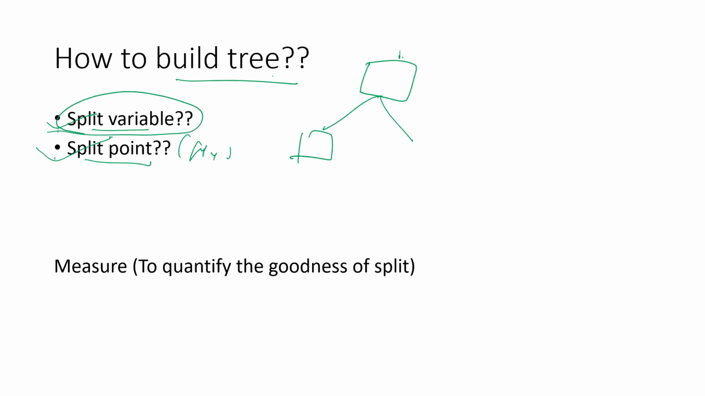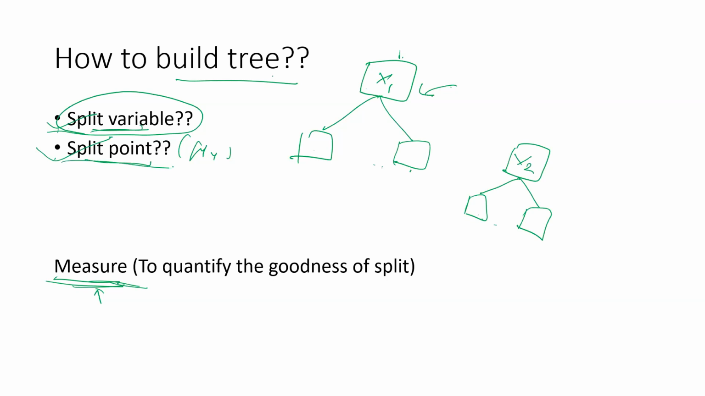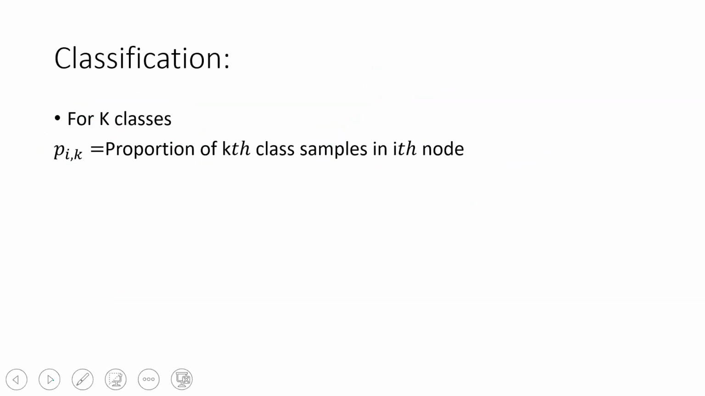For finding these, we need a measure that can quantify the goodness of a split, because we are splitting in a manner that helps us predict the output. So if we make a split using x1, and another split using x2, there should be some measure such that we can compare the results of these splits. We will define those measures now, so that we can find the split variable and split point using them. We will talk about classification first, and then go to regression problems.